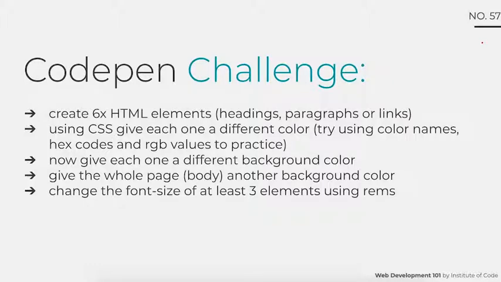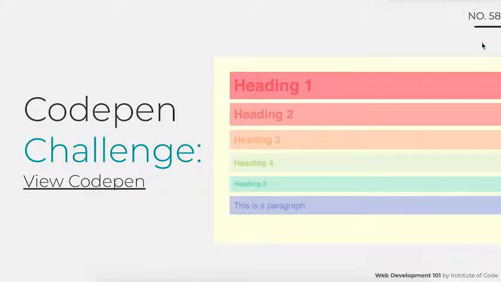And then change the font size of at least 3 elements using rems. It's one thing to learn about typography measurements like rems hypothetically, but to actually get a feel for them, you really need to practice. Now, you can use any colors you want. It doesn't matter if it's ugly. It just matters that you're getting used to the syntax. So you'll create something like this.